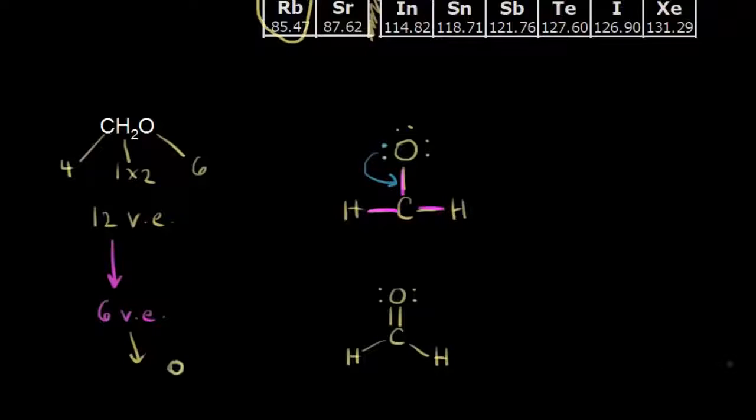You have an octet of electrons around carbon, you have an octet of electrons around oxygen, and hydrogen has two electrons around it, which it is happy with. So this is the correct dot structure.